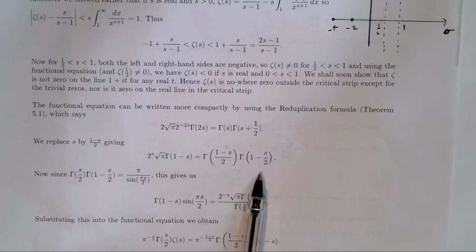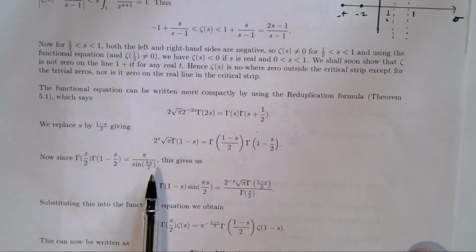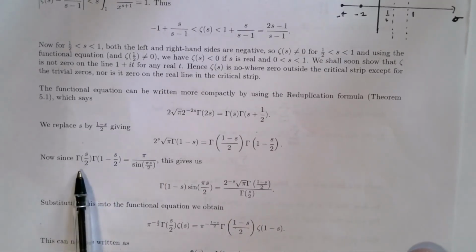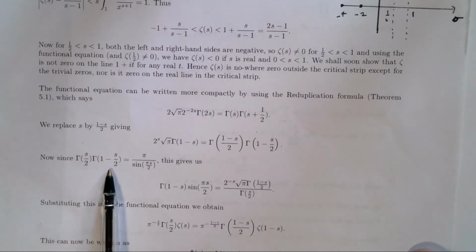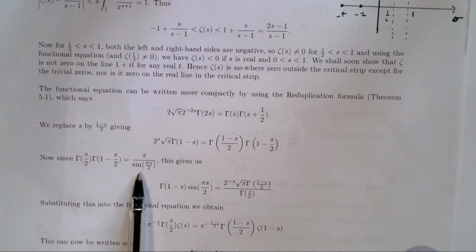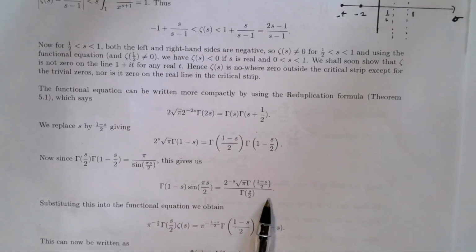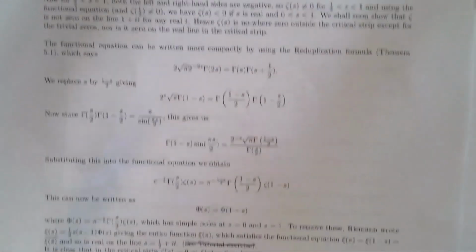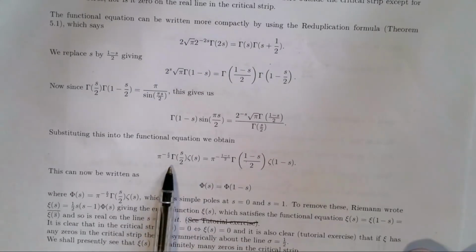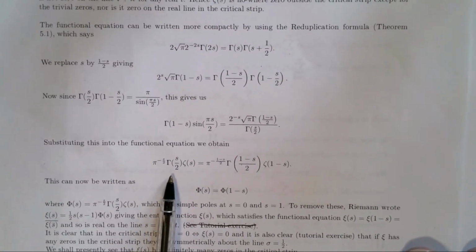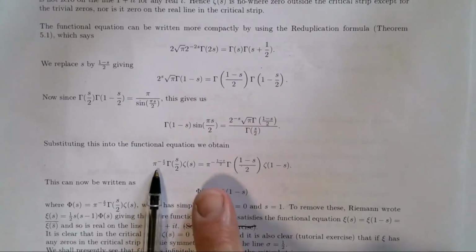And the point is, of course, we can combine these two together using that other formula we saw that connects it back with the sine function. And plugging that in, that gives me gamma of 1 minus s sine pi s over 2 is equal to this expression. And I can plug all this back into the functional equation, as Riemann did, and the functional equation then becomes this. And if you look at it now, we can start to see some lovely symmetries.